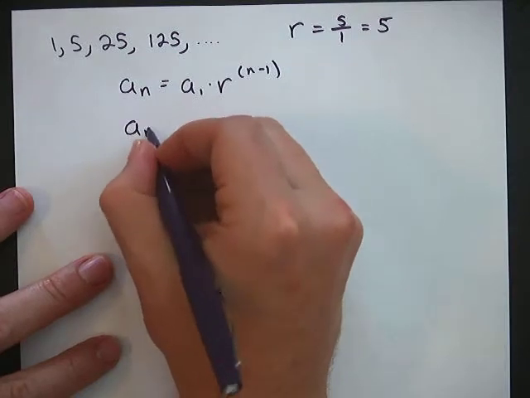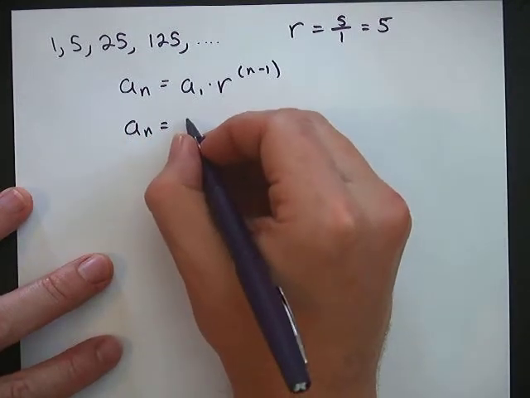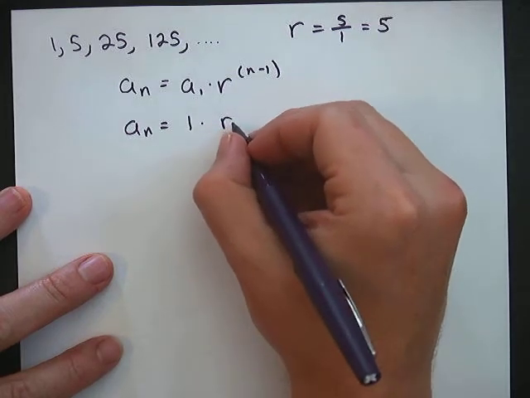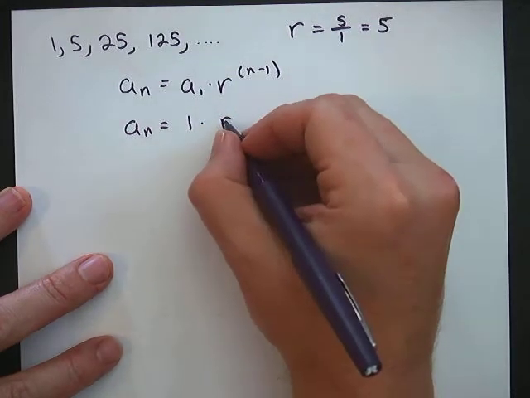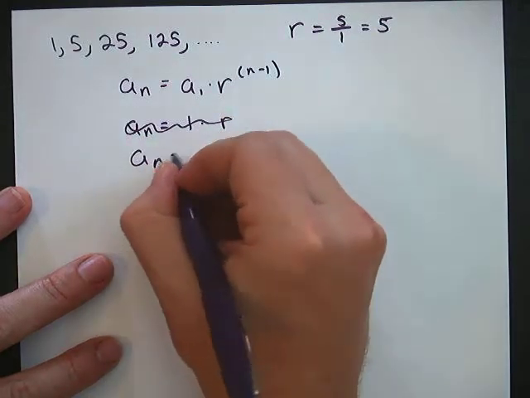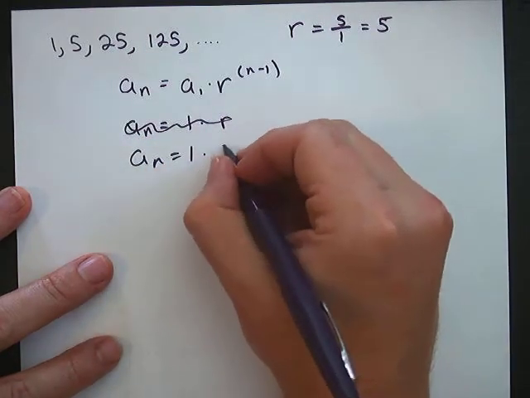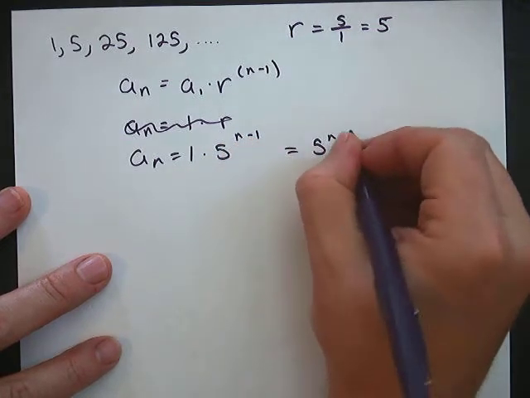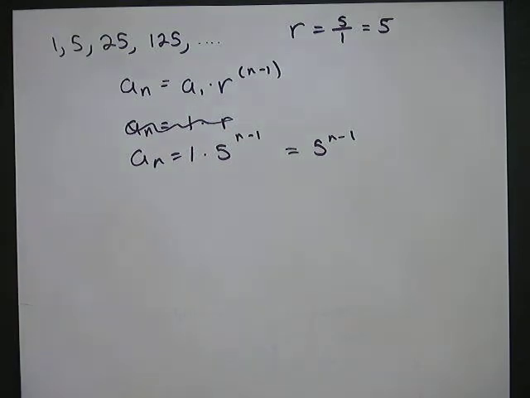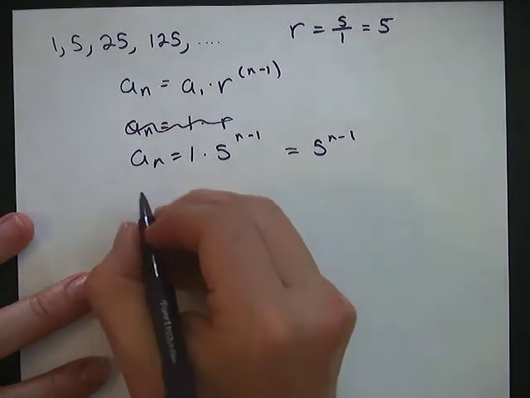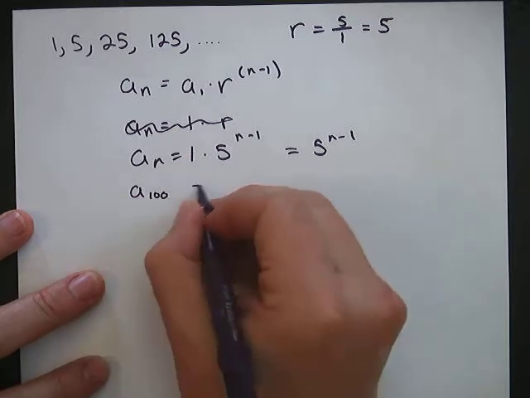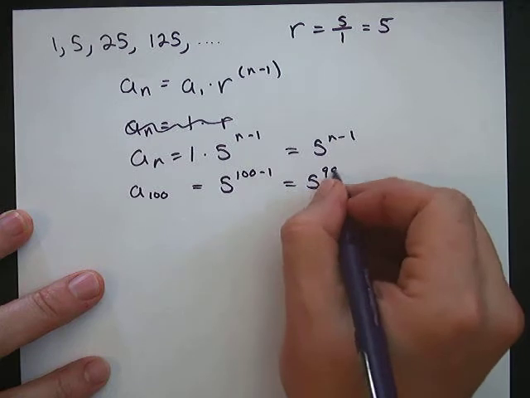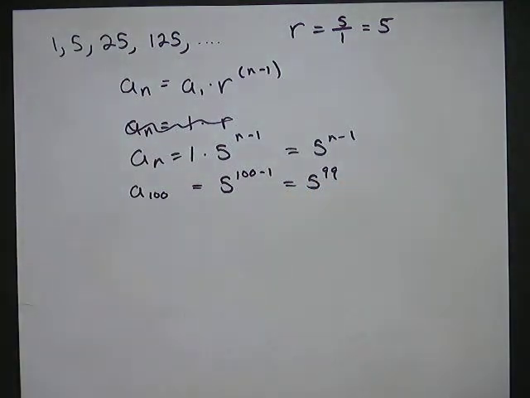Okay, so a sub n is equal to 1 times r. Excuse me, I shouldn't have written r, I should have written 5. So let me write that again. a sub n is equal to 1 times 5 in place of r to the n minus 1, which is just going to be 5 to the n minus 1 power. That's your nth term. Okay, plug in a 100 for your 100th term: 5 to the 100 minus 1 equals 5 to the 99. And that's your 100th term.